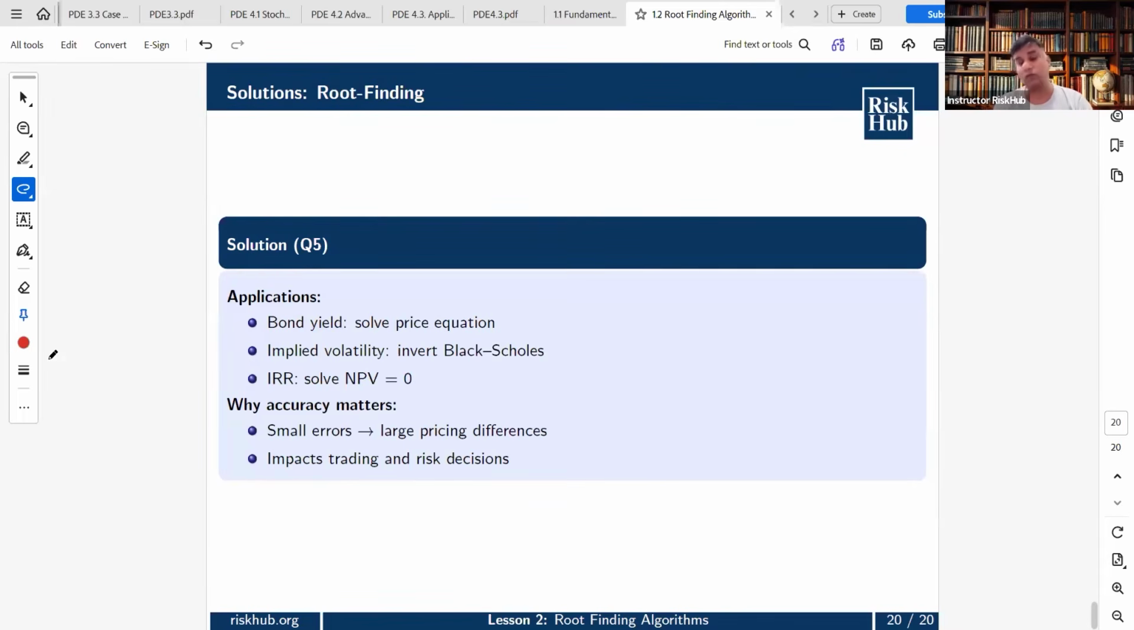The most important line to remember here is that root finding solves your model input minus market input is 0, which I wrote in the one slide also, right? So that is why this topic is very, very foundational for bond yield, implied volatility, IRR, calibration, risk management, and portfolio optimization, right? So keep that in mind, guys.